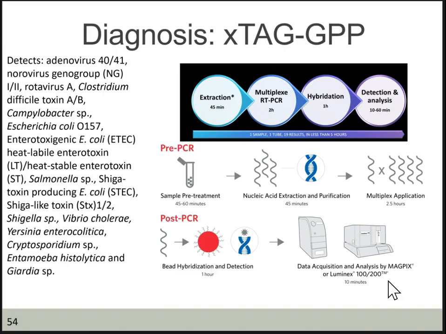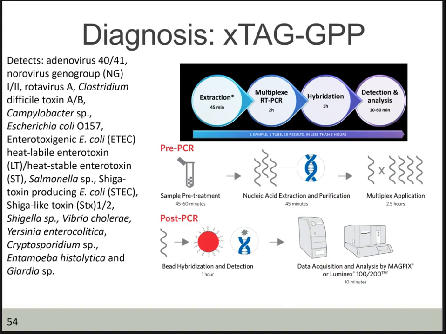Now, for all of these, I talked about diagnosis with the dichotomous key, but you can also use something called xTAG GPP. It's a little more expensive, which is why it's not used quite as often as growing the bacteria, but it's much faster than growing the bacteria and looking for metabolic differences. This is based on PCR, so the DNA is isolated. There's some PCR amplification of the nucleic acids, and then detection by bead hybridization. It's detected on these very expensive but highly efficient and fast machines.